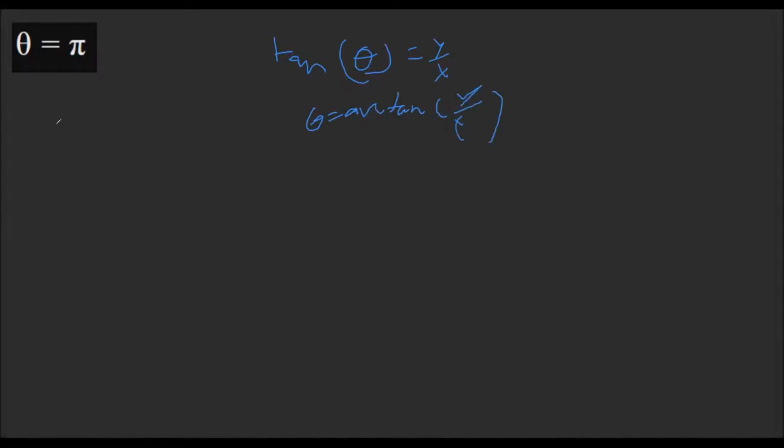If this is true, then arctan y over x equals pi, and therefore y over x equals tan pi. Tan pi is equal to 0, and therefore our final equation is just y equals 0.